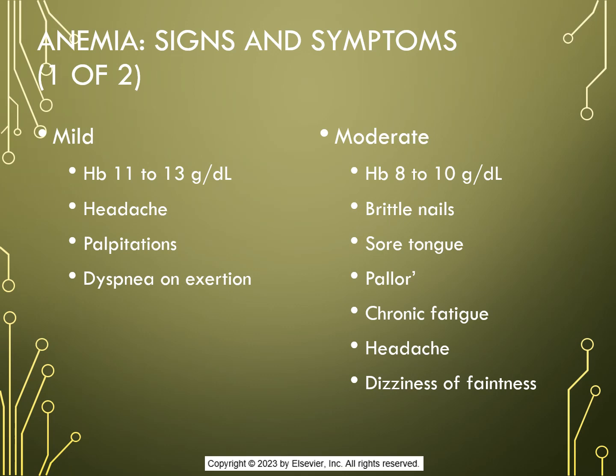Signs and symptoms of anemias from causes other than rapid bleeding will depend on whether the anemia is mild, moderate, or severe. Signs and symptoms of mild anemia, which would occur at a hemoglobin from 11 to 13 grams per deciliter, include a mild headache, palpitations, and dyspnea on exertion. Moderate anemia, which occurs at a hemoglobin level of 8 to 10 grams per deciliter, could include brittle nails, sore tongue, pallor, chronic fatigue, headache, and dizziness or faintness. You can read about the signs and symptoms of severe anemia within Table 16.3 on page 353.